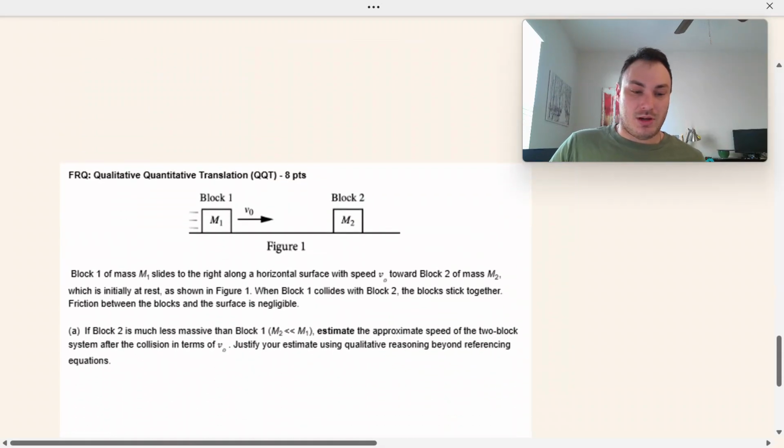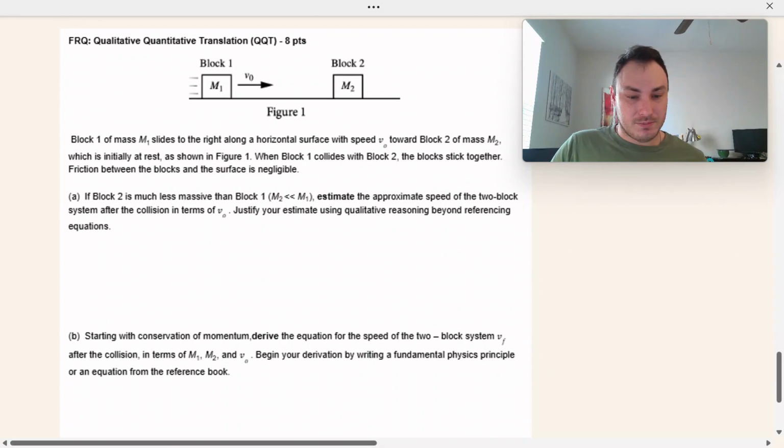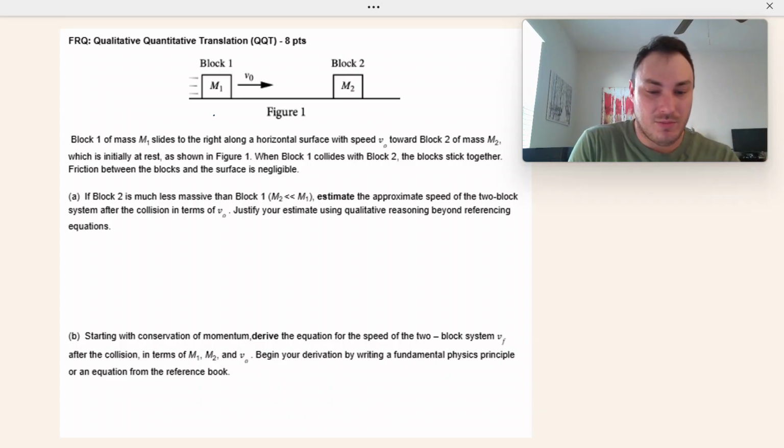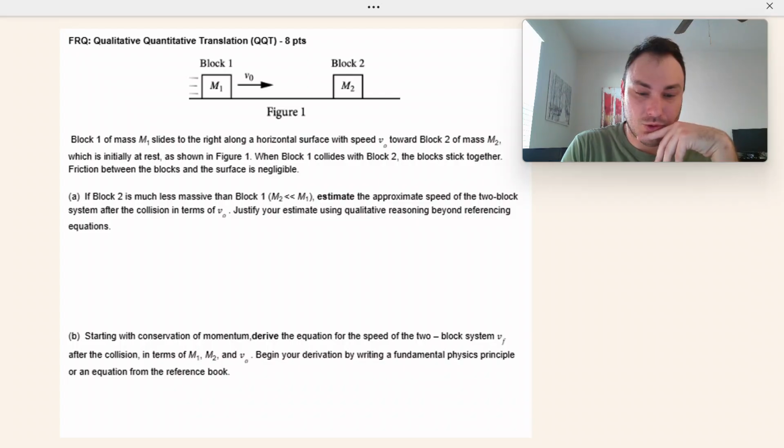All right, moving on to the FRQ. We have these two blocks. We have block 1 sliding to the left. We have block 2 at rest. The blocks will stick together after the collision and friction is negligible. If block 2 is much less massive than block 1, estimate the approximate speed of the two-block system after the collision in terms of V0. Justify your estimate using qualitative reasoning beyond referencing equations.